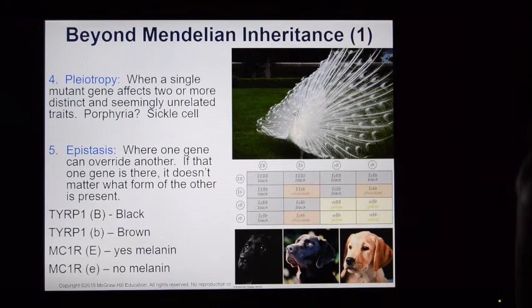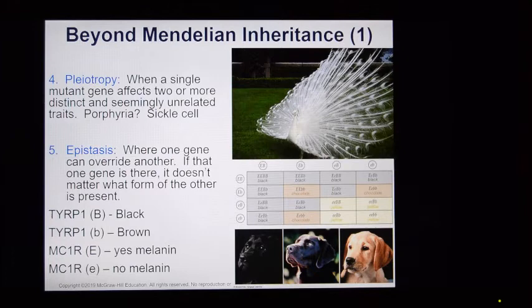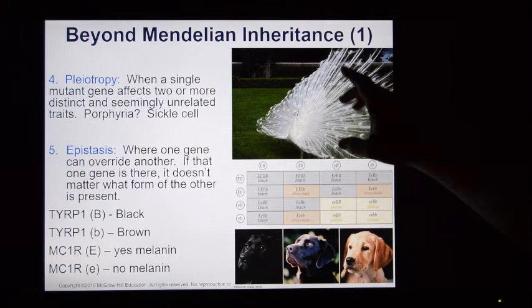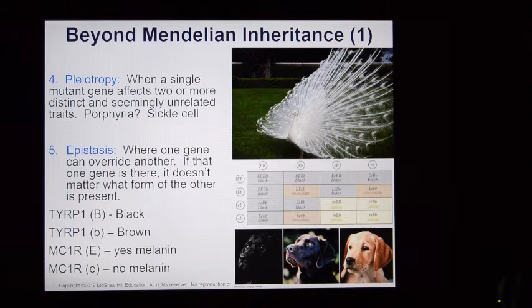Pleiotropy. When a single mutant gene affects two or more distinct and seemingly unrelated traits. A good example of this is albinism. You have a single genetic alteration, a single mutant gene that causes the body to not be able to produce a pigment in this particular case, and that changes the way that the feathers develop, that changes the way that pain is felt by the organism, that changes the way the eyes function with the organism, changes stuff all over the place. That's a pleiotropic trait.